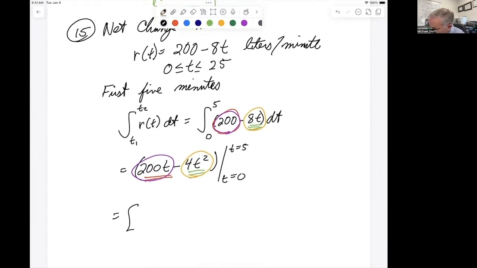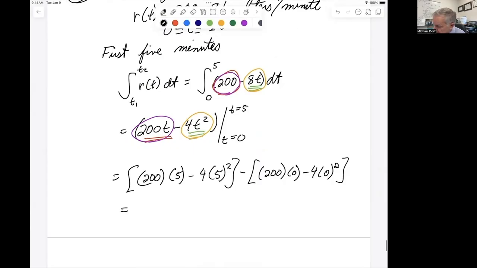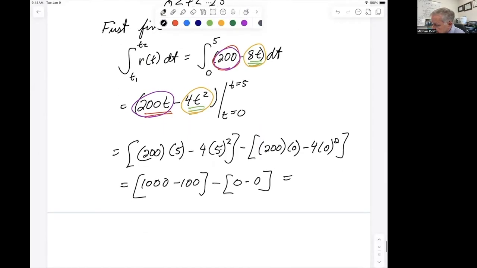So I have 200 times 5 minus 4 times 5 squared, and then I put in 0, which is really nice. I always like it when they have 0 here, because then things become very easy to compute. 200 times 5 is 1,000. 5 times 5 is 25. 25 times 4 is 100. And then I've got 0 minus 0. And so that's just going to be 900. What's the amount? It's going to be 900 liters, because that's my units there.